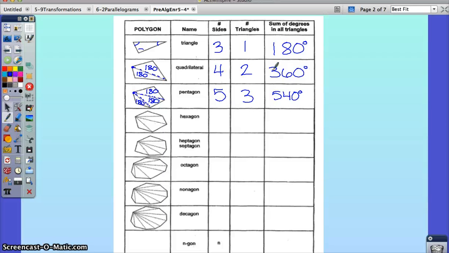Continue on. Pause the video, finish the table, try to write a generalized rule down at the bottom for an n-sided figure. Once you fill in the rest of these numbers, you might see a pattern. So pause it, try it, then press play to go over it.